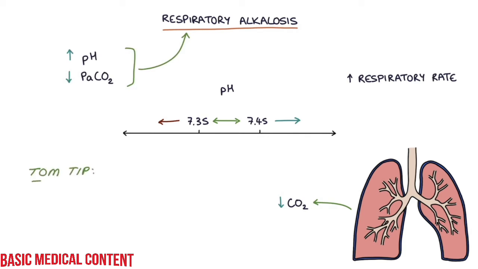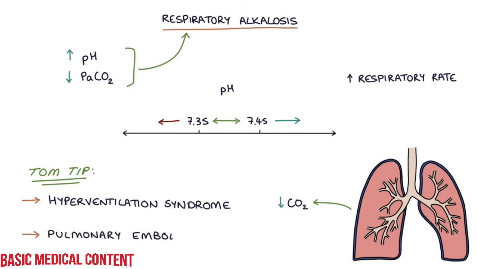A top tip for you: the most common scenarios where you'll see a respiratory alkalosis in exams are hyperventilation syndrome, for example due to anxiety, and in patients with a pulmonary embolism. The way you can distinguish between hyperventilation syndrome and pulmonary embolism is that patients with a PE will have a low PaO2, or partial pressure of oxygen, and they'll be hypoxic, whereas patients with hyperventilation syndrome will have a high PaO2.